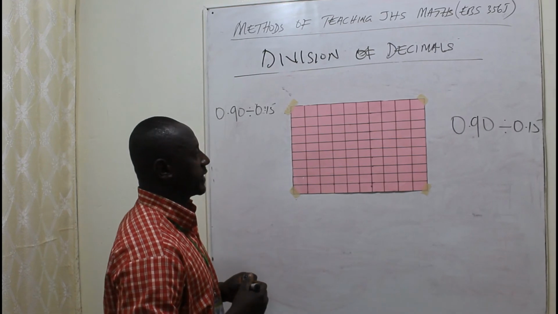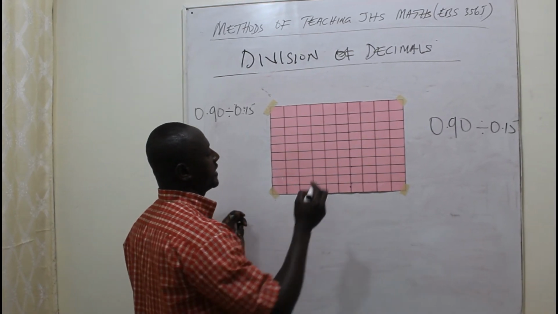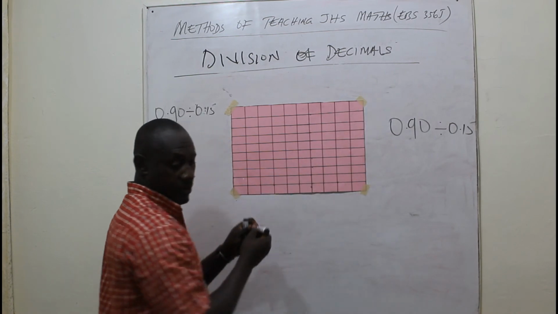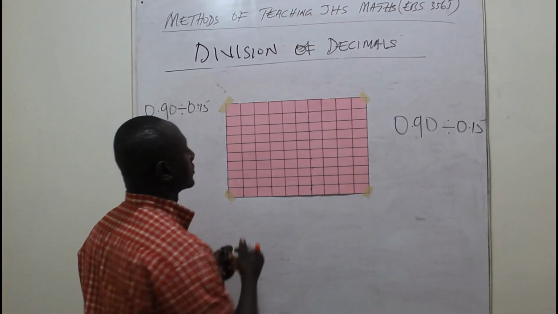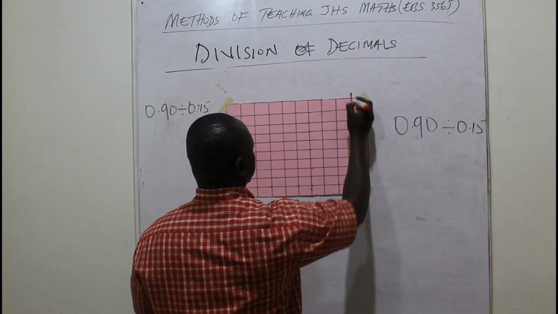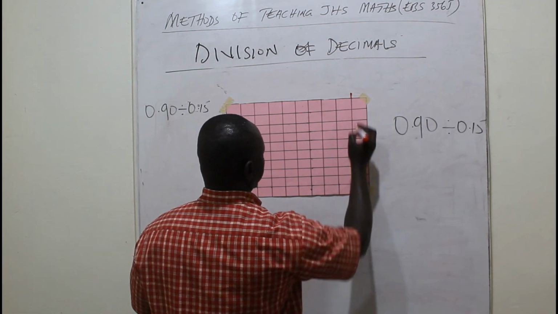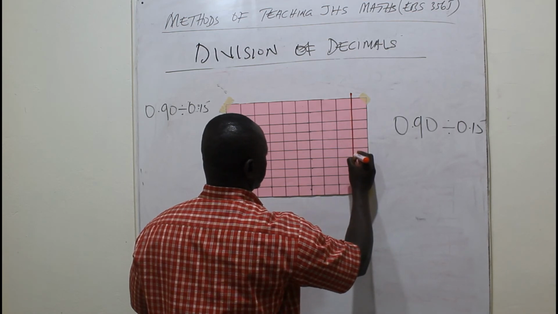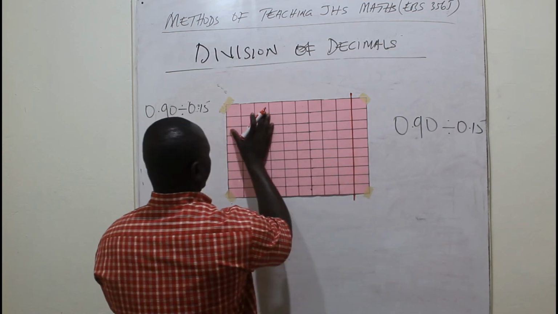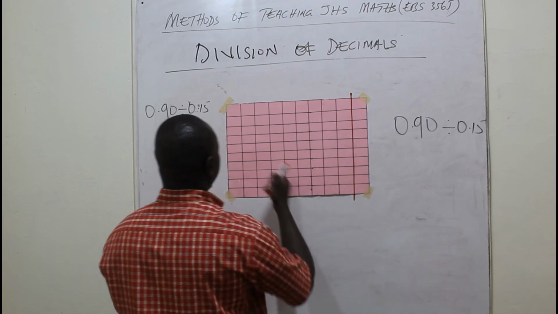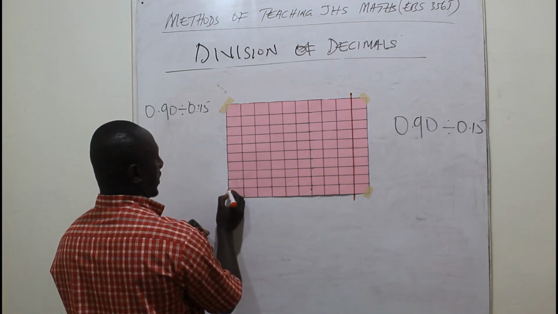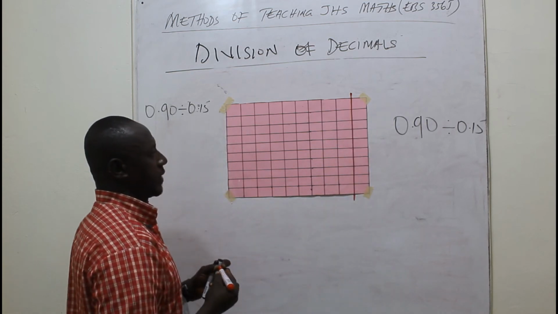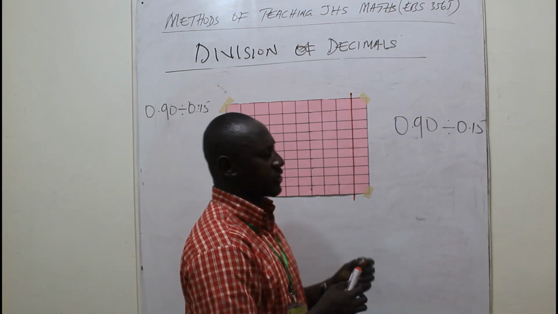So if I want to get 0.9, then it means that 0.9 is ending on this note. 0.9 is here. This line is for 0.9, if I'm going in this way. If I want to come in this way, this is going to be 0.9. And my focus is on this one. Okay. And the question is 0.90 divided by 0.15.